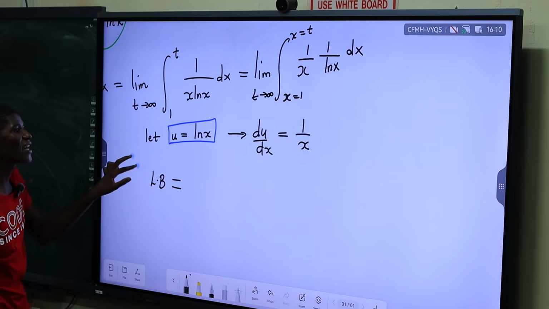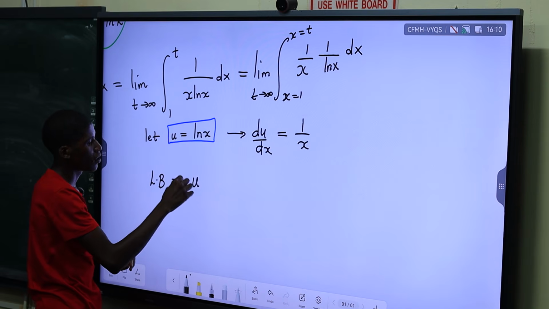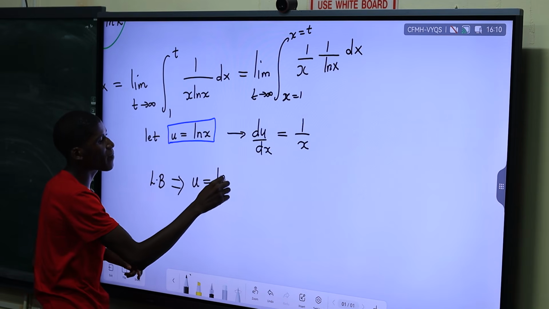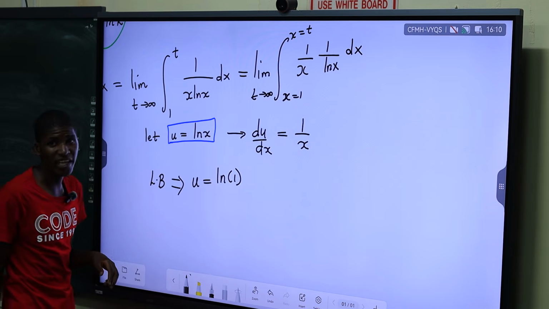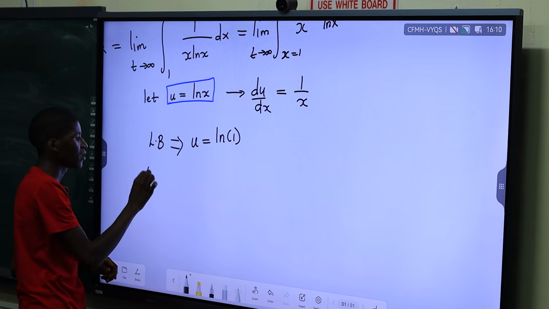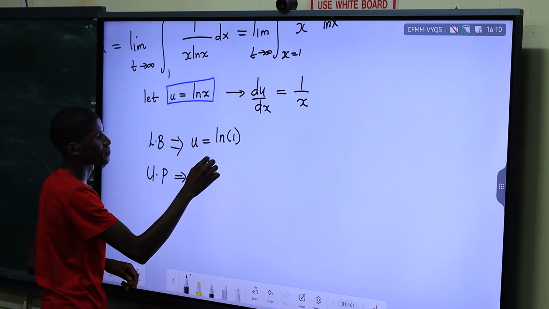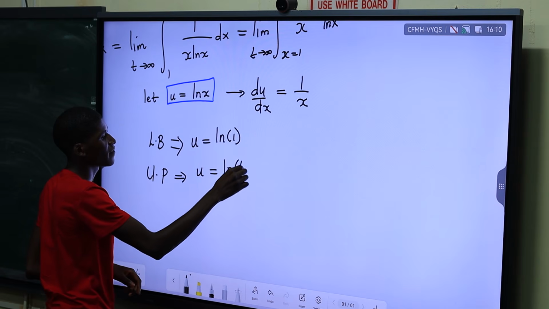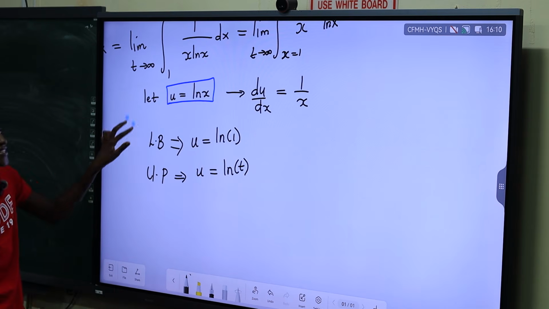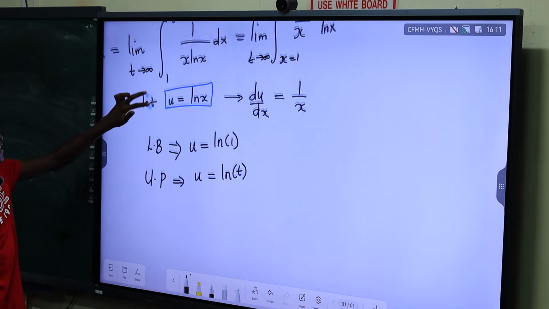So our lower bound there will be what? The lower bound in terms of u will be u is equal to ln of what? Ln of 1. You see, I'm saying that. And then the upper bound in terms of u will be what? Ln of t. So it means we can restructure our integral as we used to do in your first year level.